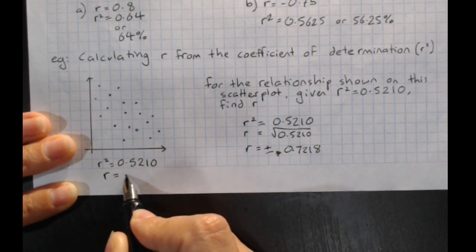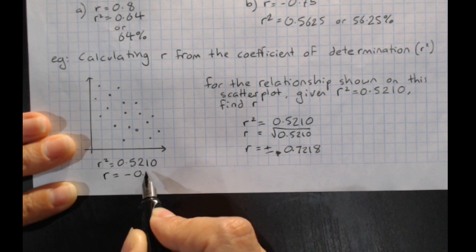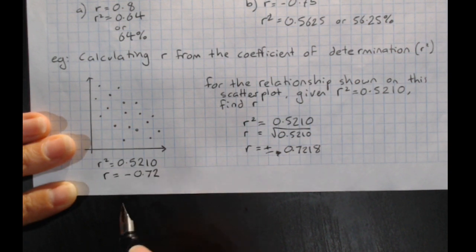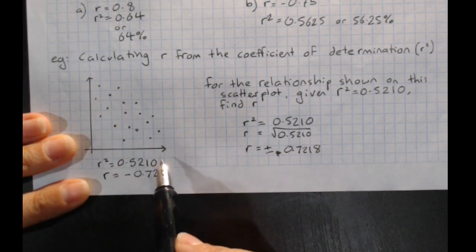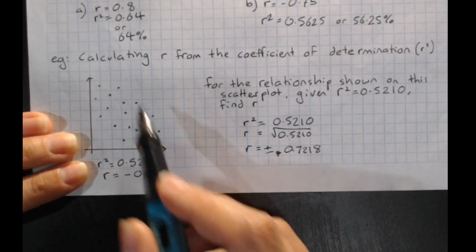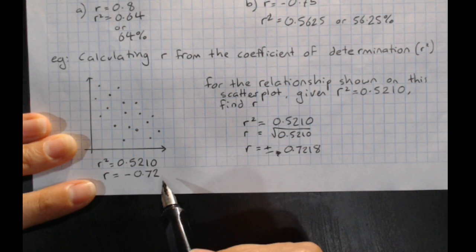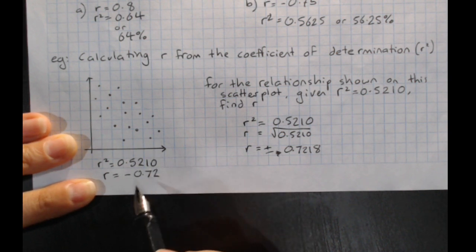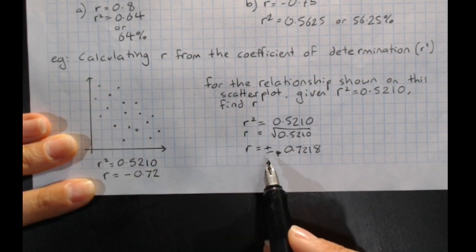R equals negative 0.72. We'll just go to that. So it's a fairly strong negative linear relationship. So if we've got r squared and the direction from the scatter plot, we can find r. But don't forget to check if you need the positive or the negative.